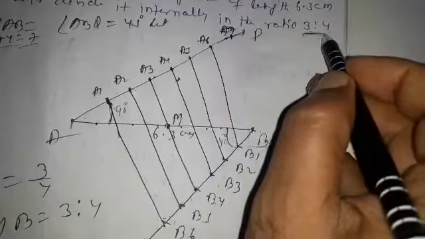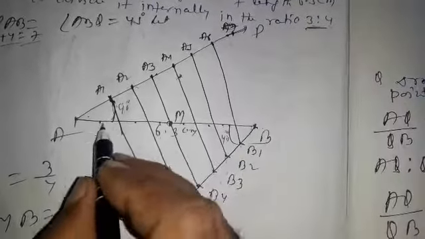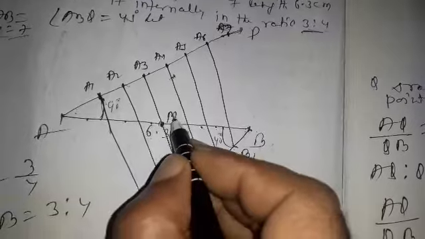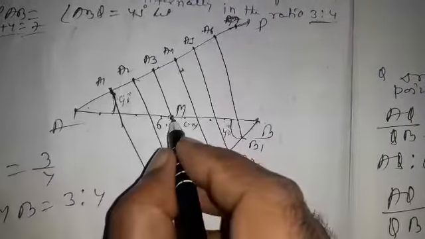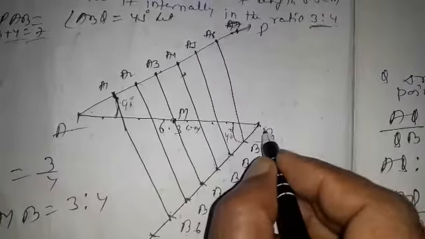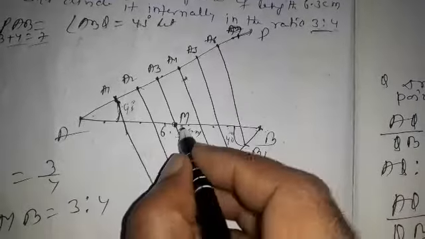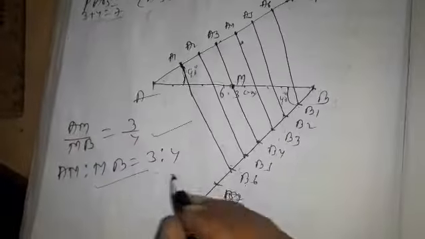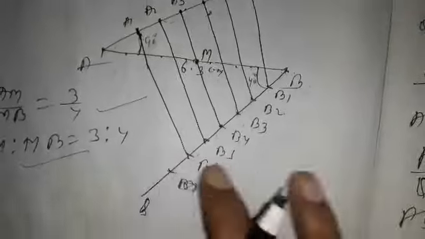But we have to divide it in the ratio 3 is to 4. So 1, 2, 3. It means this point is M here. It means AM is to MB is equal to 3 is to 4, or AM by MB is equal to 3 by 4.